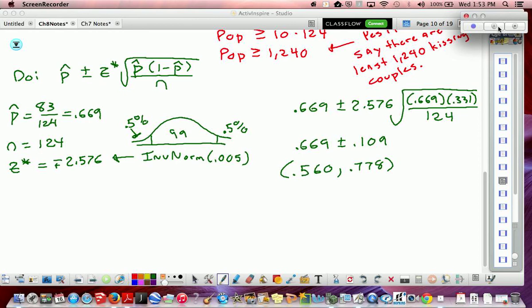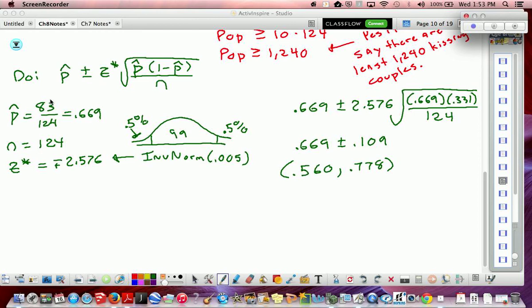So again, just like when we're doing the actual interval, doing the calculation, I always like to state my formula, and then I like to state the variables so I know what numbers go in what spot. P hat is given to us, 0.669, n is given to us, 124. Z star we have to find.